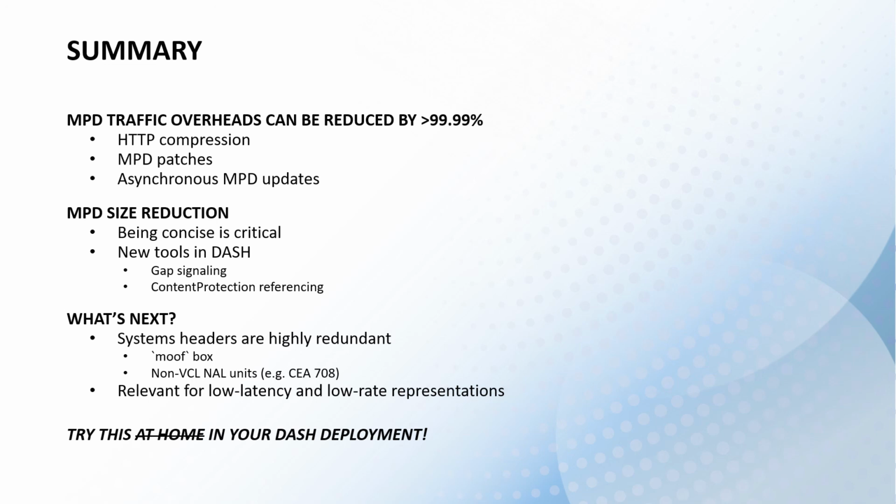Now, we've been talking about MPD. Can we do anything else that is lossless and as useful? I think that yes, we can. There are still system headers that are highly redundant. Let's say the moov box, non-VCL NAL units, things like closed captioning, which are mostly zeros. So we won't get 2 megabits out of it, but we still can get something out of it, especially in low latency and low rate representations. So I hope we can discuss the results there in Mile High Video 2021, hopefully in person.